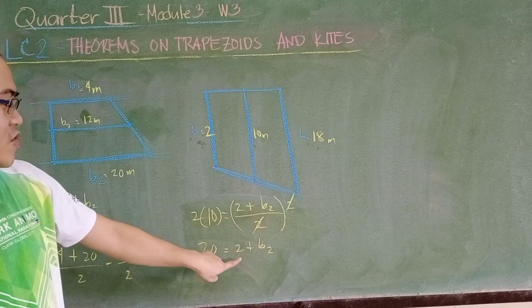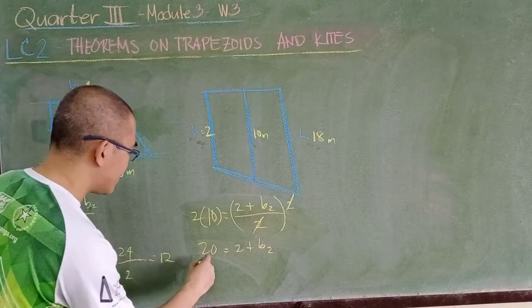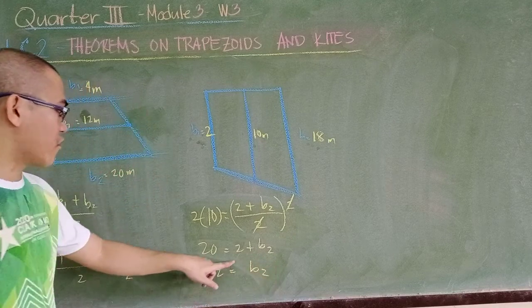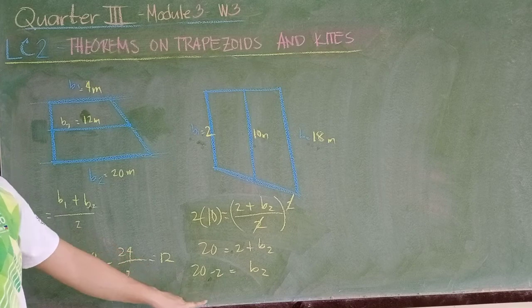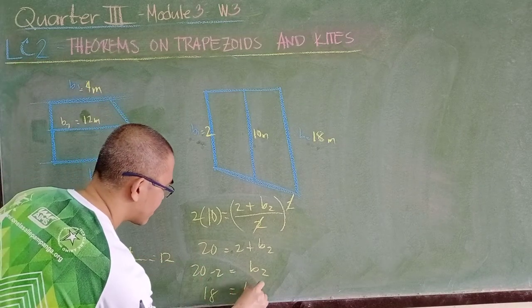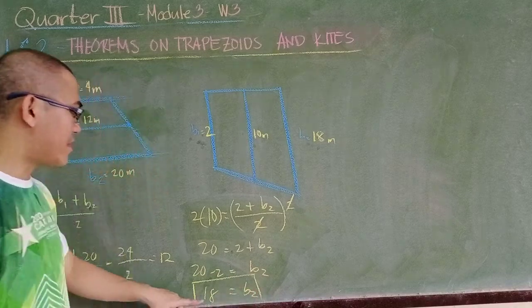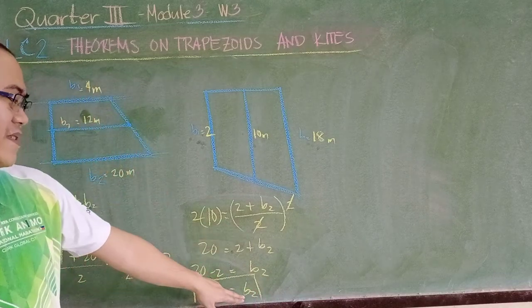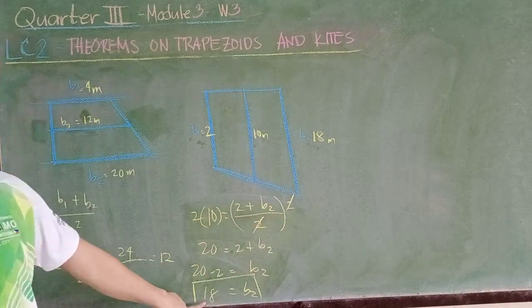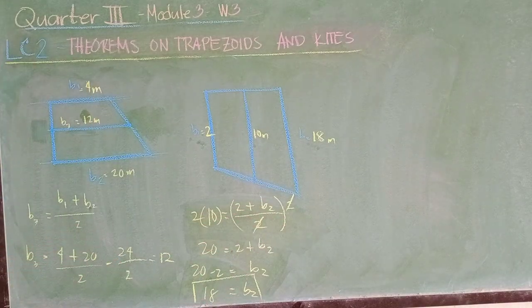So ang gagawin natin dito sa 2, transpose na lang natin sa kabila. So you get 20 minus 2, B sub 2. So from positive 2 magiging negative 2. And then you subtract 20 minus 2. This is 18, B sub 2. So kung mapapansin ninyo, tama nga nakuha natin na value for B sub 2. B sub 2 is equal to 18. So ganyan yung gagawin ninyo kung ganyan yung given sa activity or practices natin.